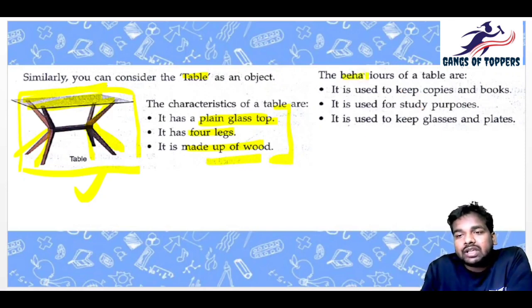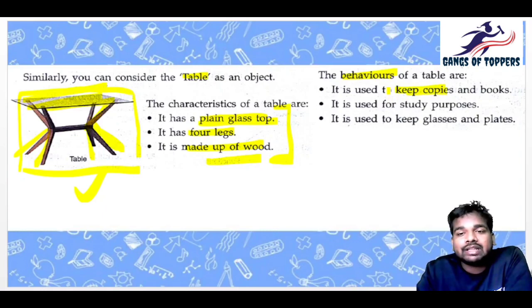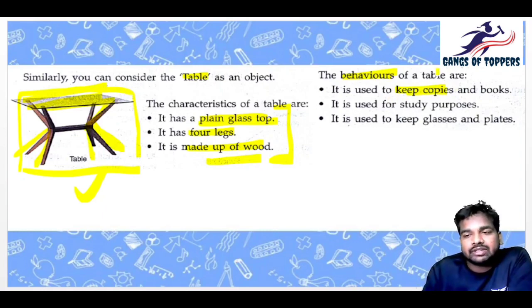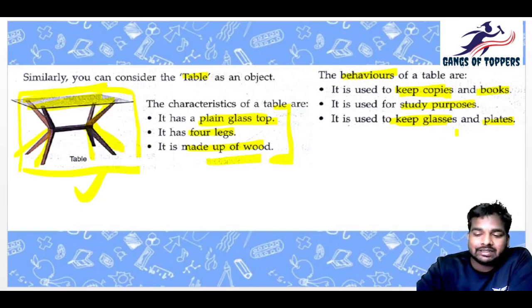Now about the behavior, it is used to keep the copies. Now look, what is the purpose, what is the function performed by the real world object table? First, it is used to keep the copies and books. Yes, and it is used for study purposes also. And it is used to keep the glasses and the plates. Yes, so these are the behaviors shown by the object table.